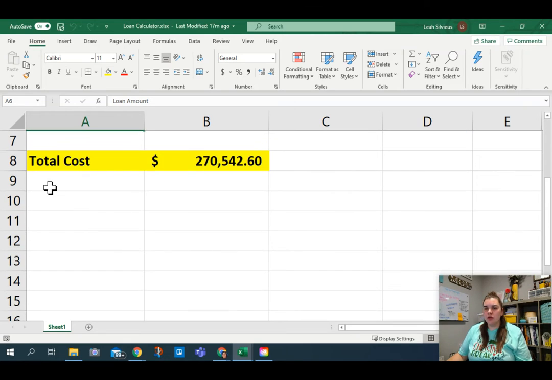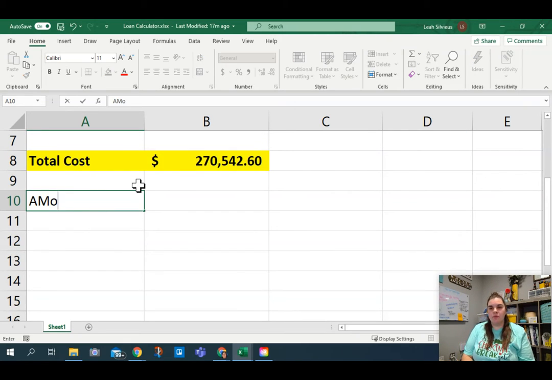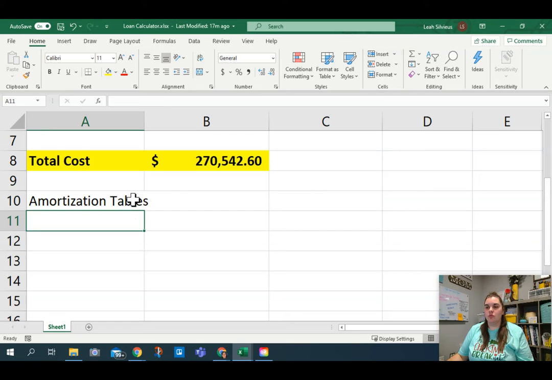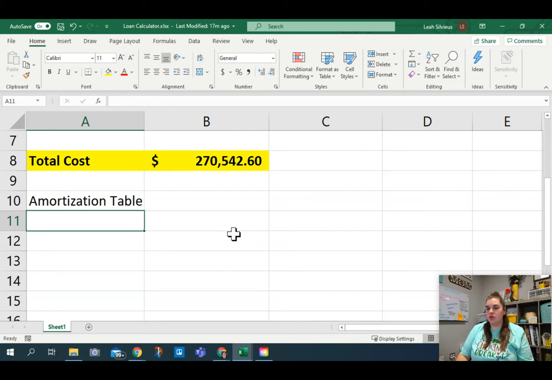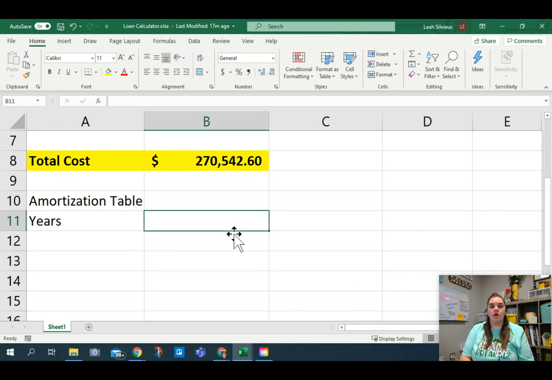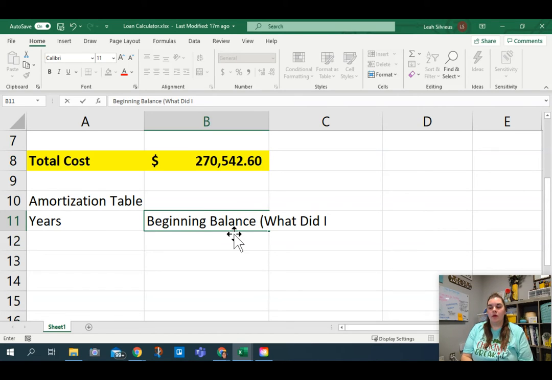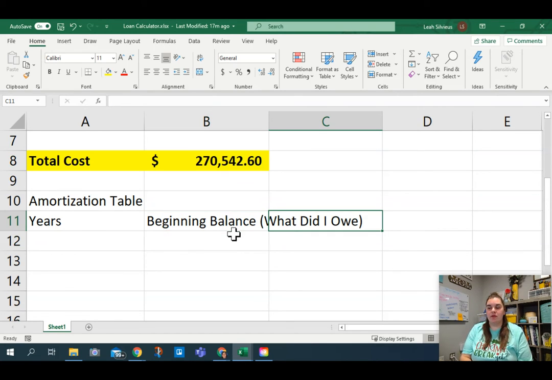So I'm going to go down here below my total cost, and I'm going to go ahead and put amortization table. Now, amortization is just a really big word for showing how something grows and changes over time with a loan. And inside of our amortization table, we're going to be looking at the different years that you have. So we're going to look at what happens in year 1, year 2, year 3, year 4. And we're going to know at the beginning of the year, what was my balance? What did I owe? Right? So what was that beginning balance?